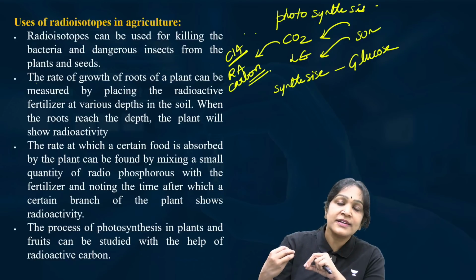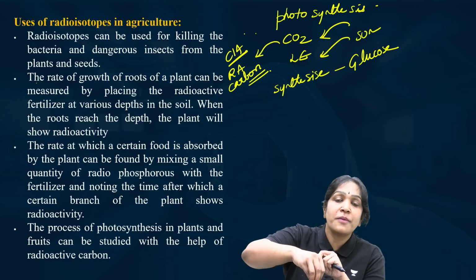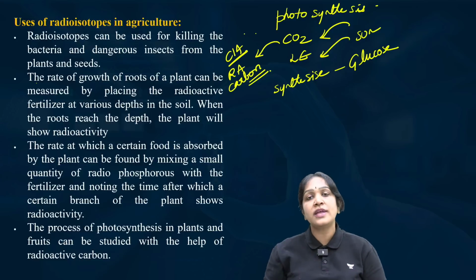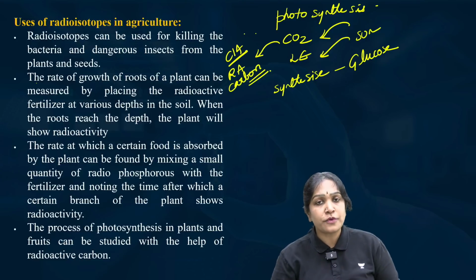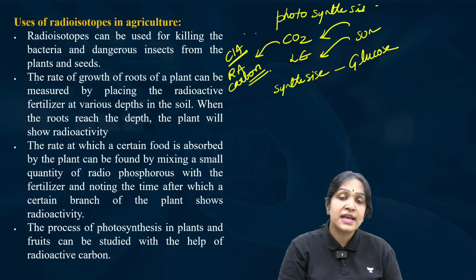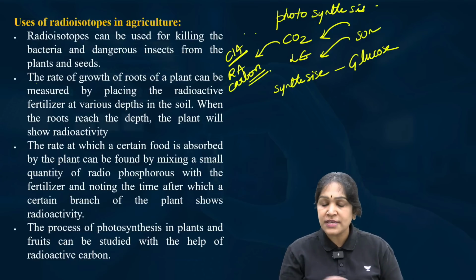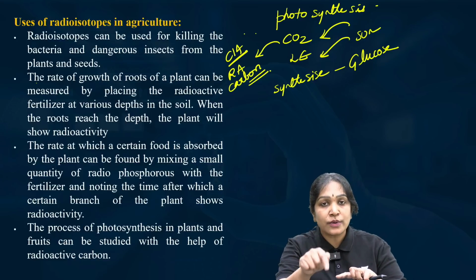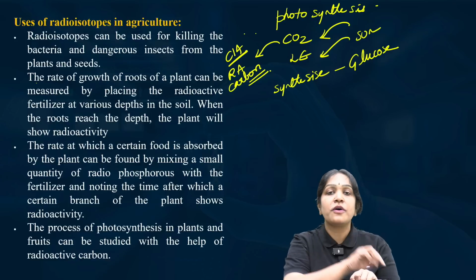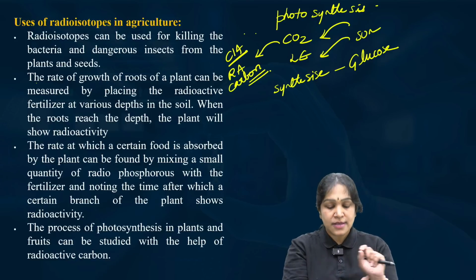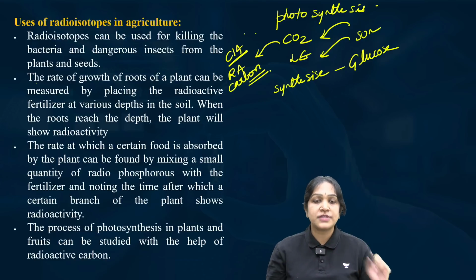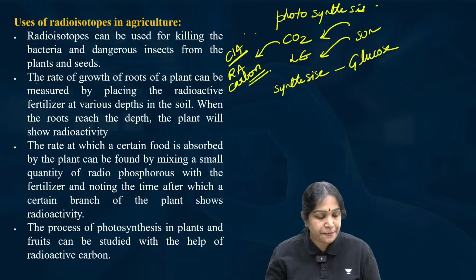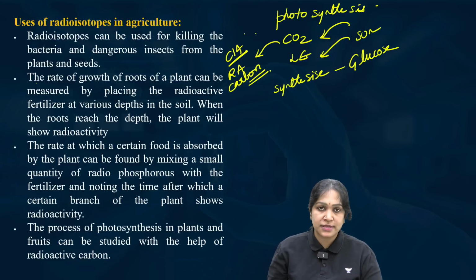The scientists have understood that the leaves are performing the photosynthesis. Today we know that leaves are performing the photosynthesis. But how did the scientists know this? Using the radiocarbon. The radiocarbon went into leaves. It means leaves are performing the photosynthesis. So that is how we can use radioactive isotopes to study the process of photosynthesis.